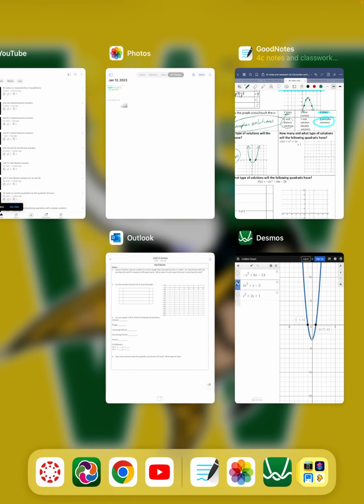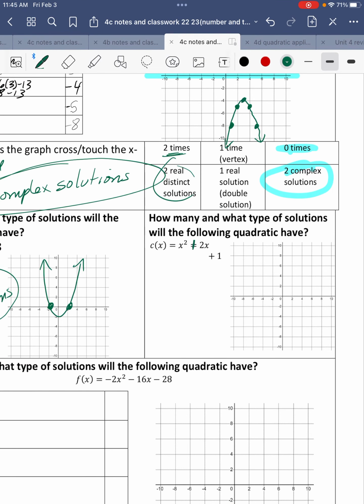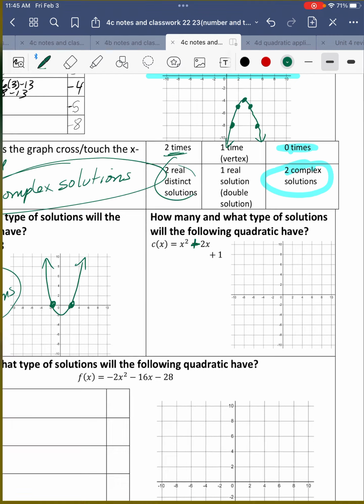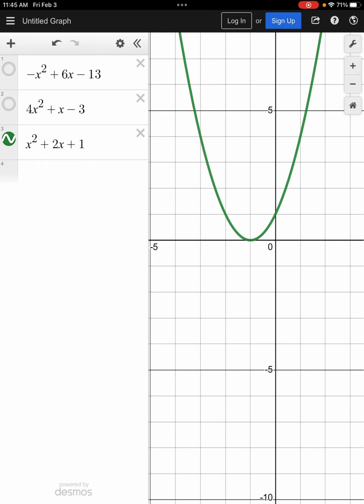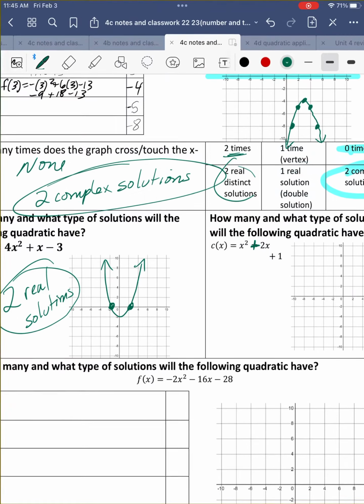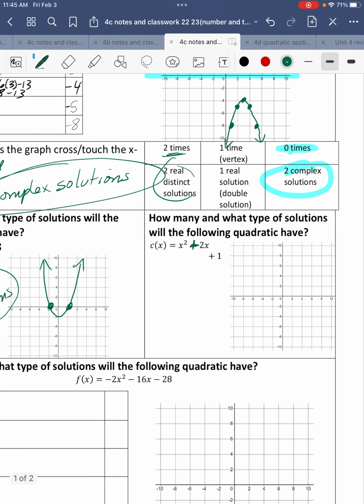All right, let's look at the next one. Oh yeah, this equals should be a plus here. That should be a plus. We have the next one graphed, and we see that it only hits the x-axis 1 time. Well, every quadratic has 2 solutions. So this one only hits once. It comes down, touches the x-axis, and goes back up. It only has 1 solution, so it's 1 real solution.